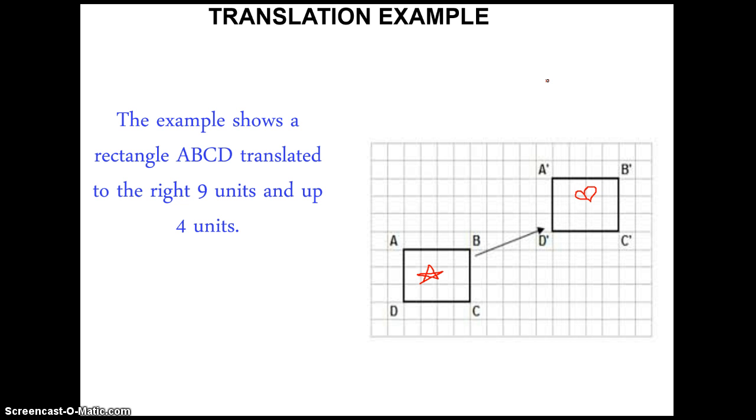Okay, it does show the arrow going right. So which one is the original? The one with the star or the one with the heart? The one with the star. What if it didn't have this arrow? What if they didn't tell you it moved over?